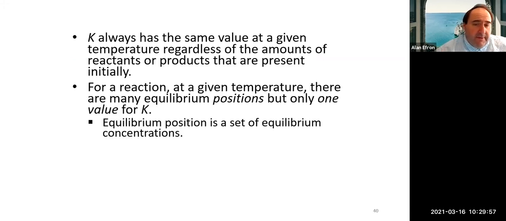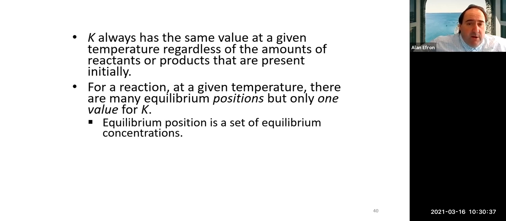Now, again, an important thing to remember, and it's a hard concept for students to grasp, is that you will always end up with the same K value at a given temperature, regardless of the amounts of reactants or products that are initially present. So if you started with some A and some B in a reaction at 25 degrees Celsius, that reaction should come to equilibrium with a certain value. If you started with some A, some B, maybe a little bit of C, it also should come to rest at the same proportion.